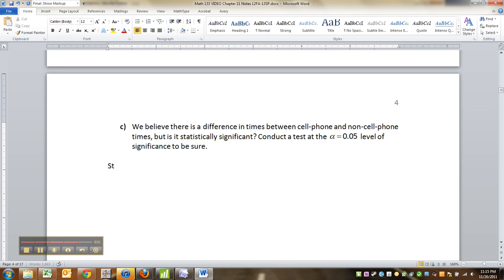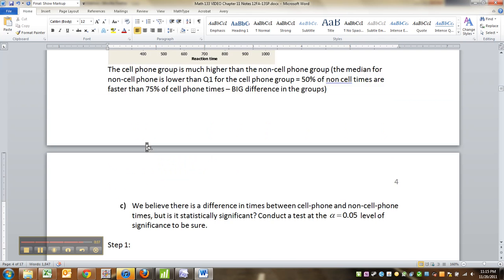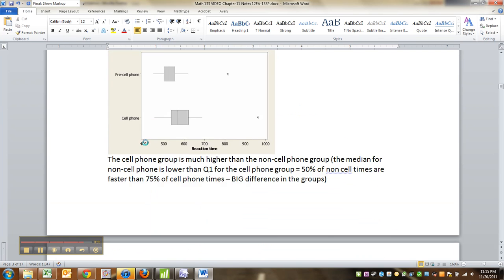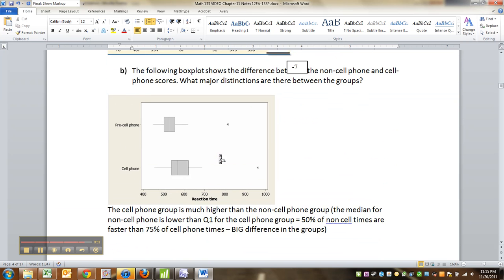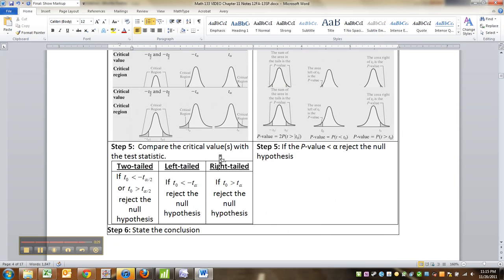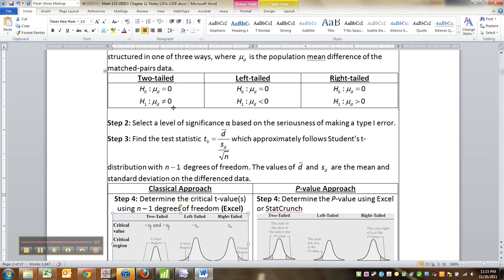Okay, so step 1, we're going to need to make some hypotheses. Step 2, they already gave us alpha, so there we go. All right, let's go find our difference. So basically we want to know, is there a difference or not? Do we want to just know different, or do we want to say, yeah, difference in times? They're not saying what kind of difference. So we're going to assume that it's a two-tailed test, which is this one right here.